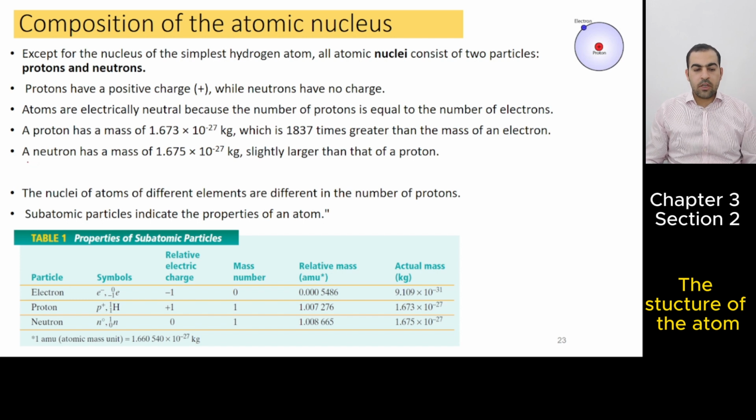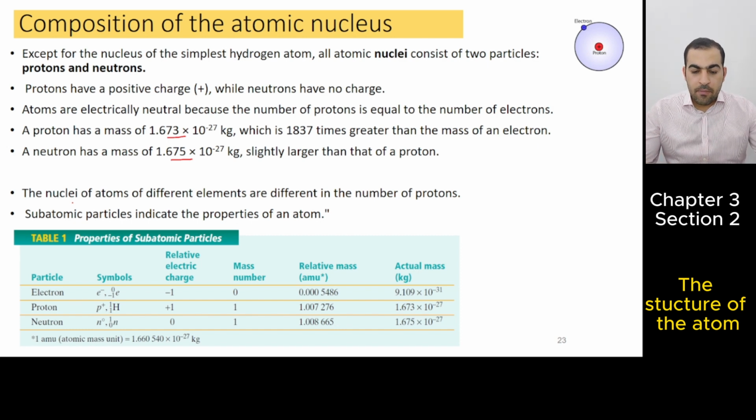What about the neutron? The neutron has a mass of 1.675 times 10 to the power minus 27 kilogram. It's slightly larger than the mass of the proton, right? Look, 73, here's 75, slightly. So we can say the neutron is larger than the proton, and the proton is larger than the electron by mass. The nuclei of atoms of different elements are different in the number of protons.